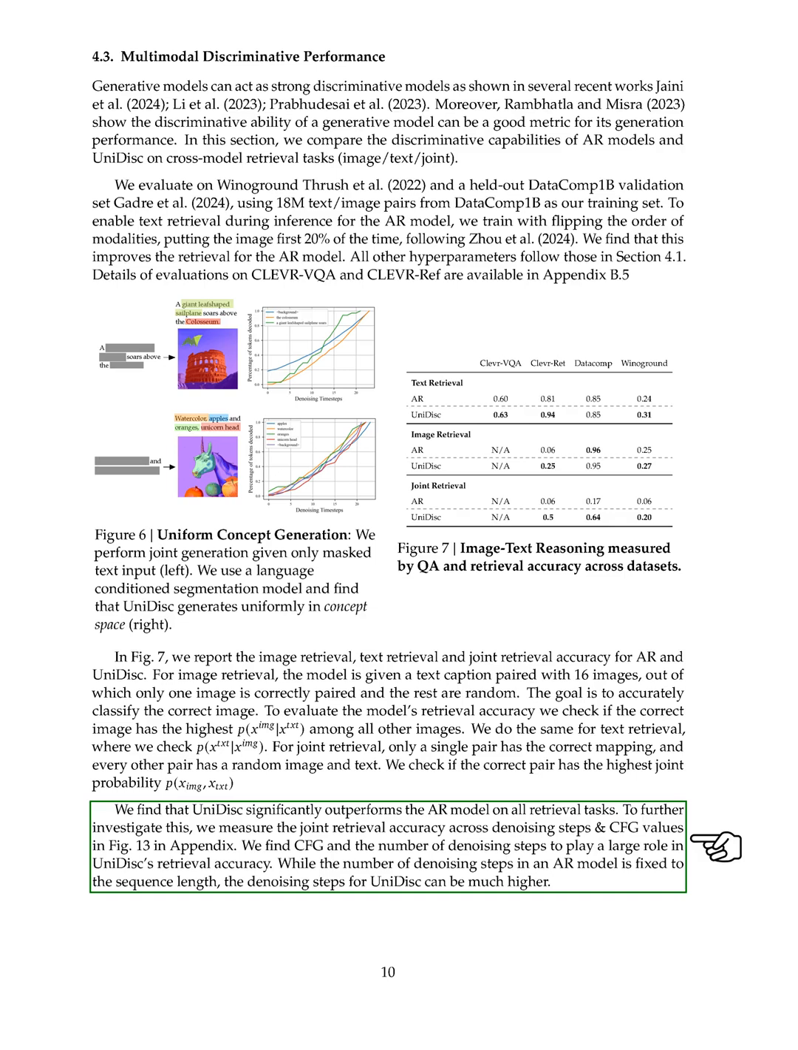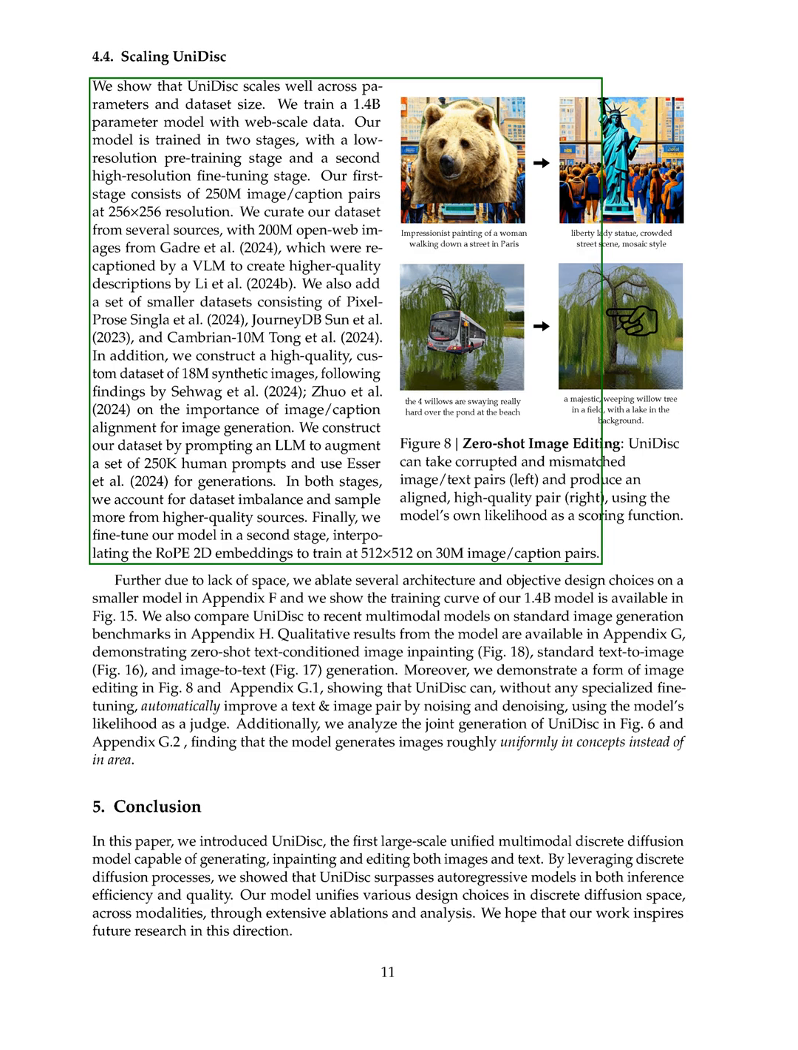To delve deeper, we analyze joint retrieval accuracy across different denoising steps and CFG values, discovering that these factors greatly influence UniDisc's performance. Unlike the AR model, which has a fixed number of denoising steps, UniDisc can utilize many more. Next, we demonstrate that UniDisc scales effectively with parameters and dataset size.